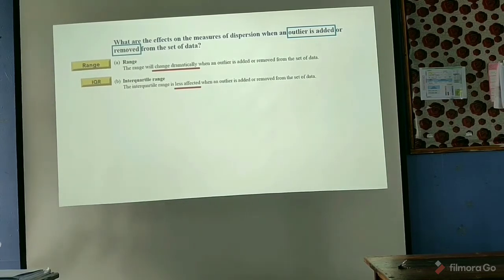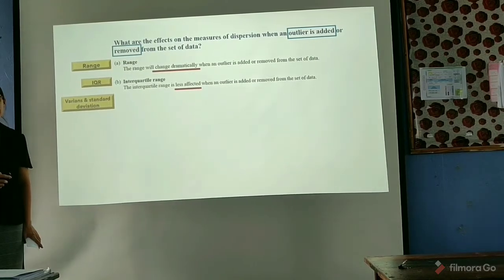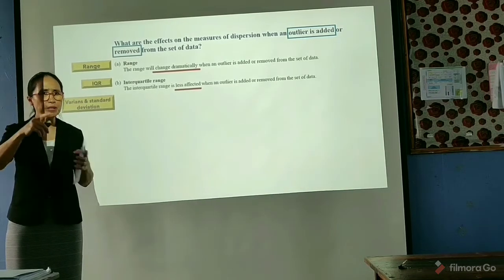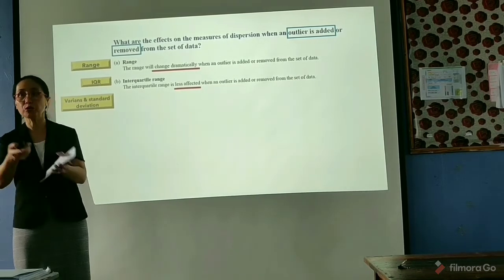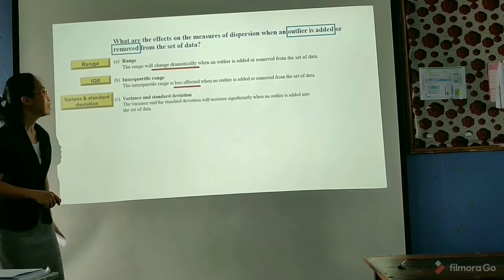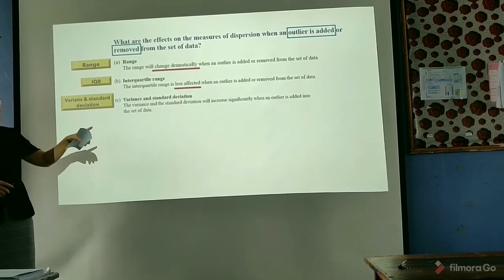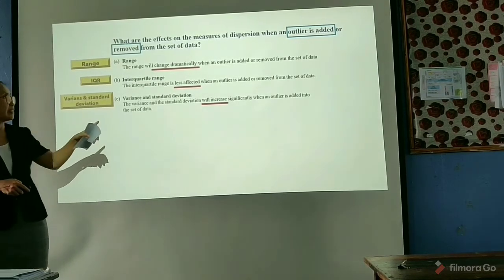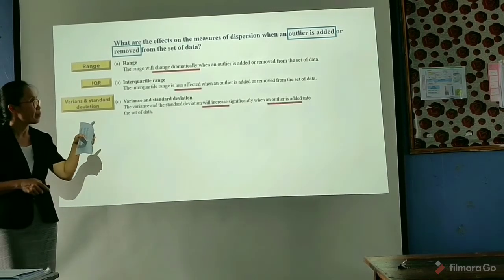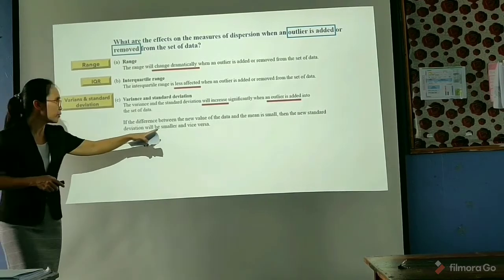What about the variance and standard deviation? Of course they will change also. Because with extreme data, outliers, when you put in a big or small value or you remove one, of course all your dispersion will change. The variance also will increase significantly when an outlier is added.